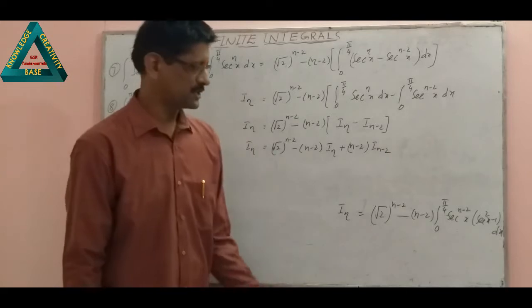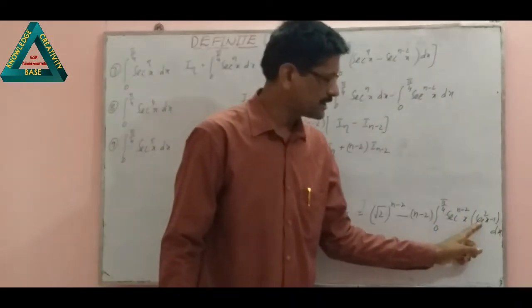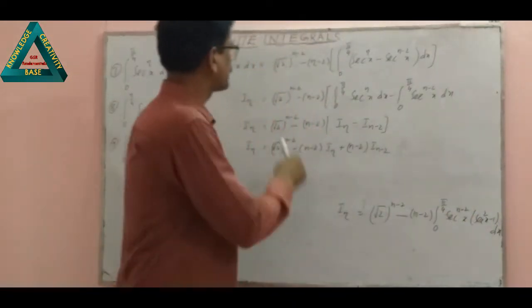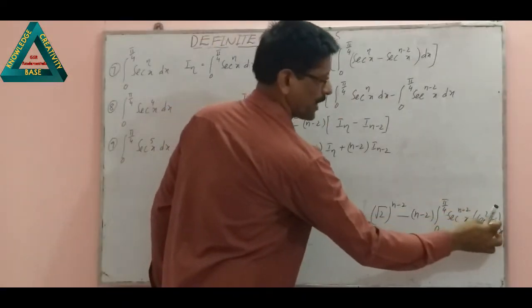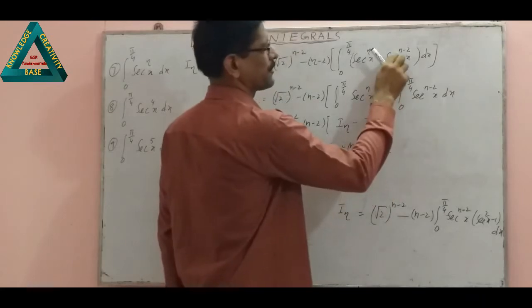A small simplification. Secant power n minus 2 x into secant square x minus 2 plus 2 cancel. We get secant power n x minus 1 into secant power n minus 2 x.